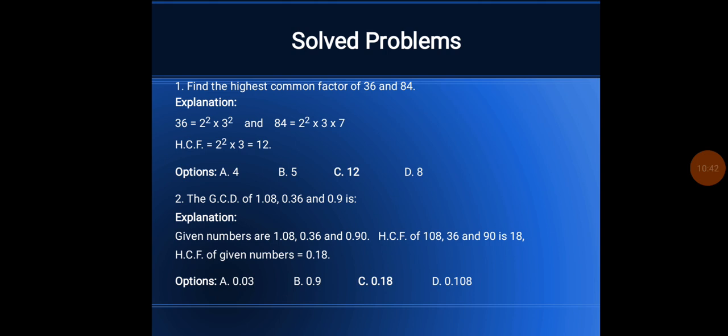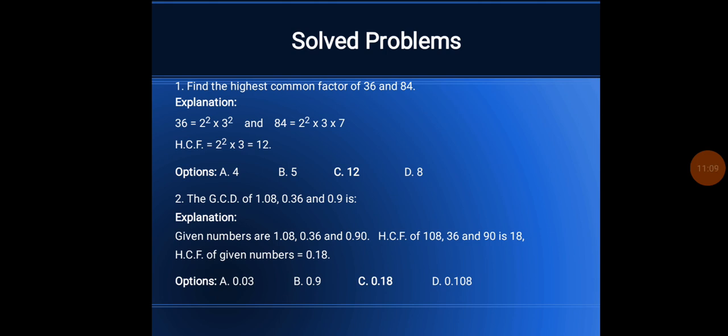For the highest common factor, we take common factors only. 36 has factors 2 square and 3 square, and 84 has factors 2 square, 3 and 7. So here the common factors are 2 square and 3. 2 square is 4, 4 into 3 is 12. So the HCF is 12. Therefore the highest common factor of 36 and 84 is 12.